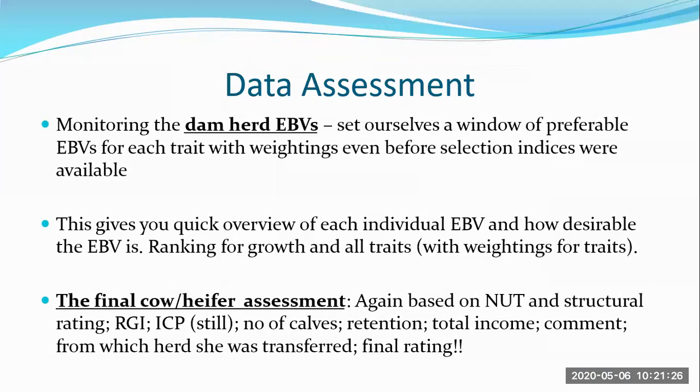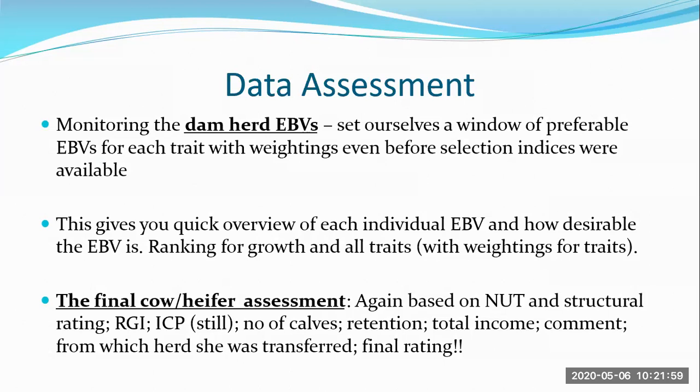All right. So we monitor the dam herd EBVs, and we look at individual EBVs. We've created a window which we want to be in with EBVs, and we also use the selection indices. And as I've said just now, I just take one A4 sheet, I go into a herd at a cattle post, and I've got all the information of that particular herd and that particular animal in front of me.